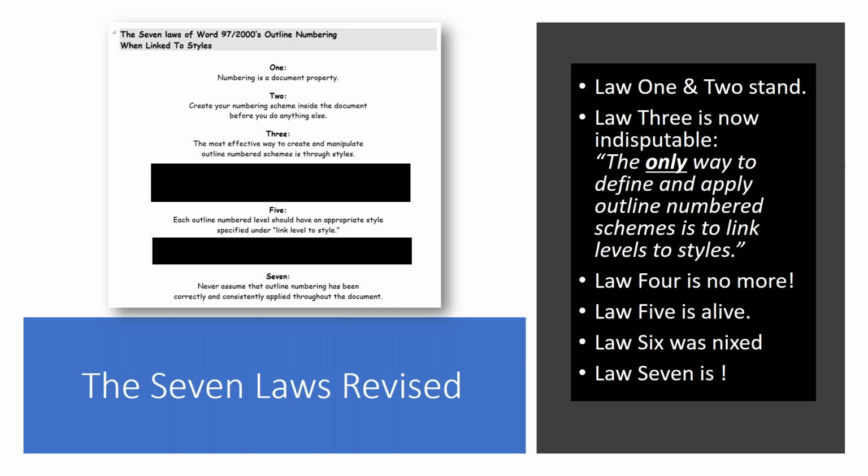It doesn't exist. They thankfully took away the whole rabbit hole that we would all go down and the digging to China little approach we had to take. And also to point out, Law 6 was also nixed. Law 7 is once again it will live forever. I think that's the bottom line. We can never assume the outline numbering was correctly or consistently applied.